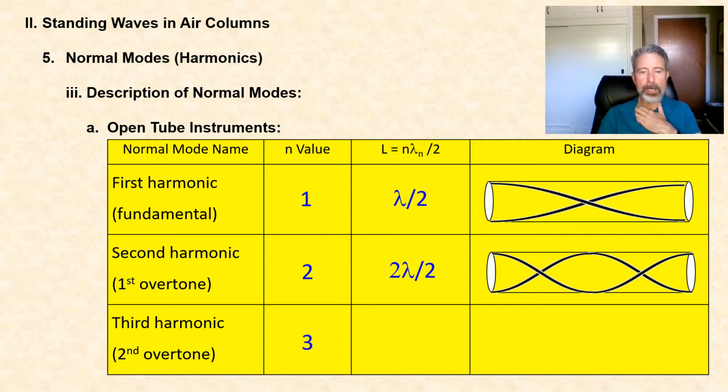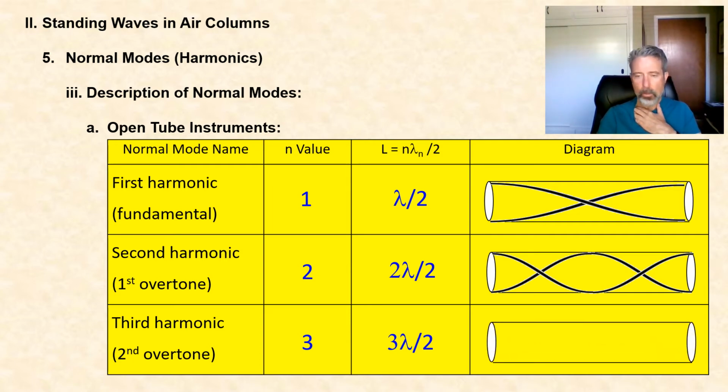And the third harmonic, or second overtone, corresponding to the case of n equals 3, would be where the tube length is equal to 1.5 wavelengths. Once again, the ends of the tube, because they're open, must correspond to displacement antinodes, but in this case, we would have 3 nodes in between.